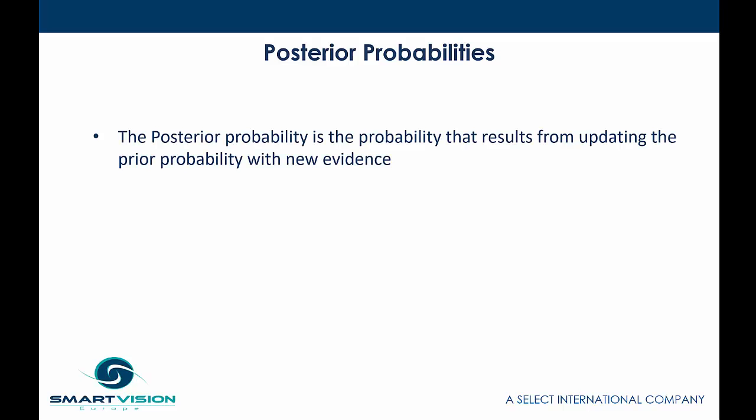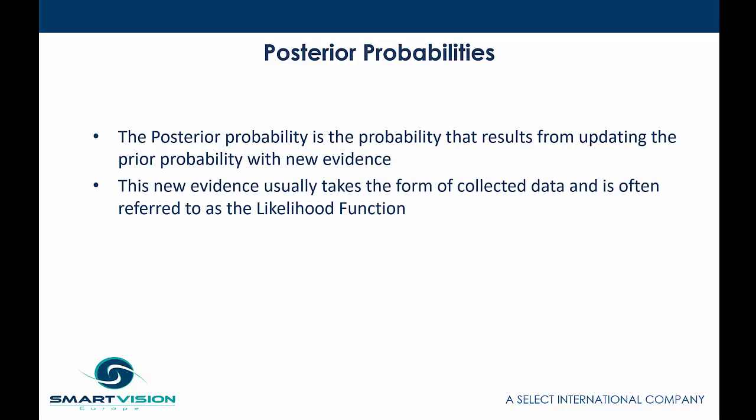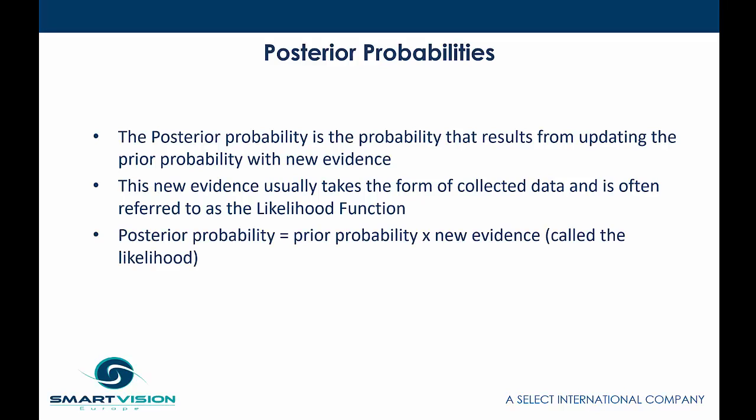Now, with posterior probabilities, the posterior probability is the probability that results from updating the prior probability with the new data, with the new evidence that we just mentioned. The new evidence usually takes the form of collected data, and just so you're aware, from a technical standpoint, it is often referred to as the likelihood function. So the collected data is sometimes referred to as the likelihood function. So posterior probabilities come from combining the prior probability with the new evidence, the likelihood or the new data. That's what allows us to calculate a posterior probability.